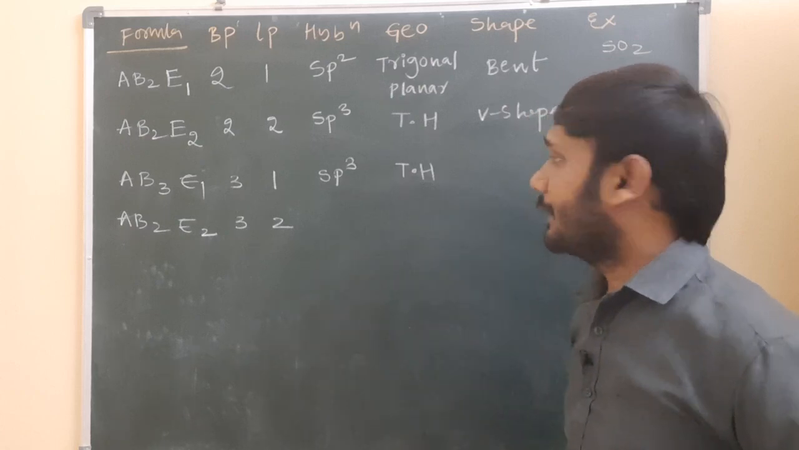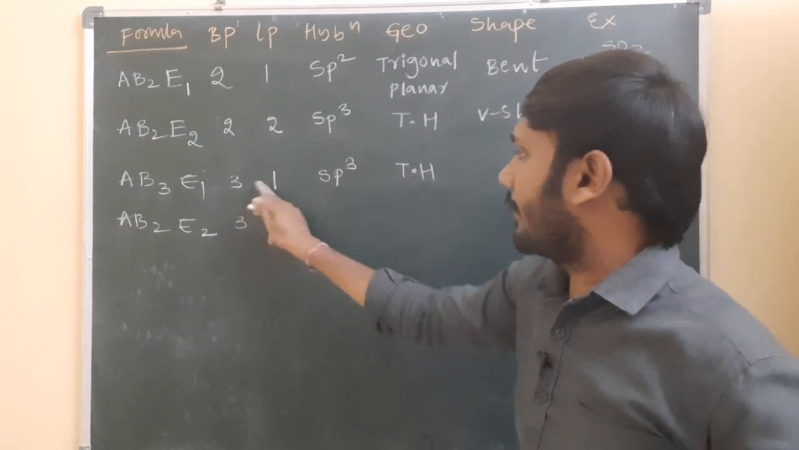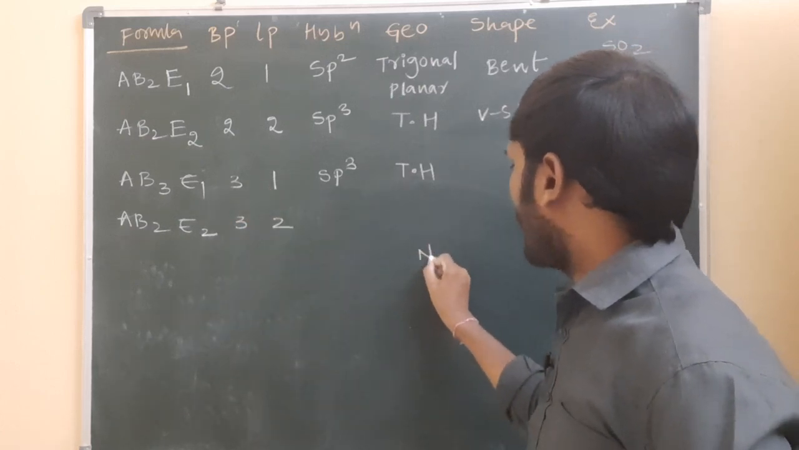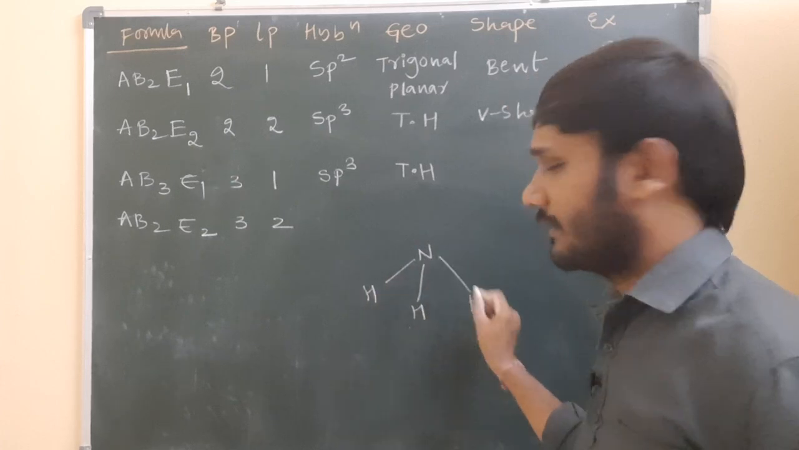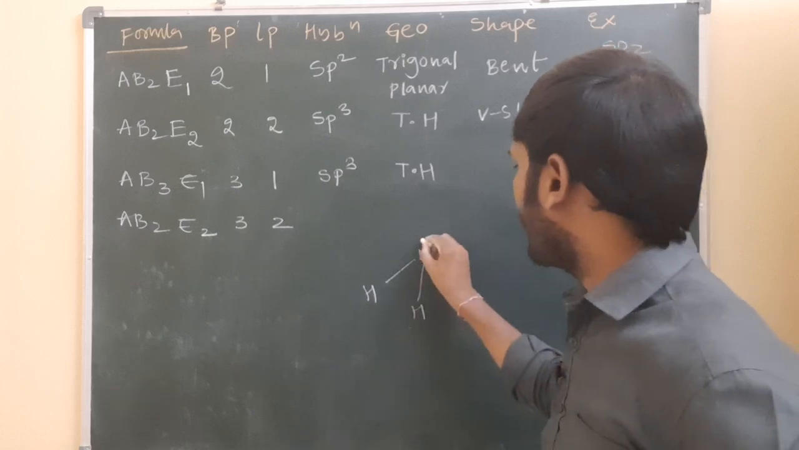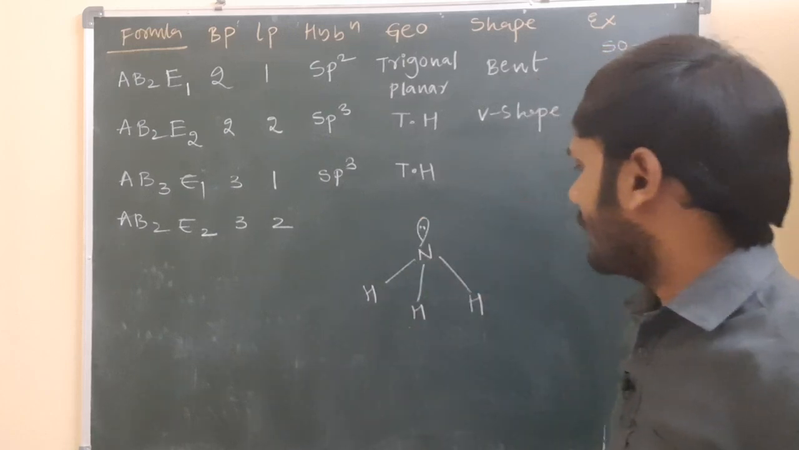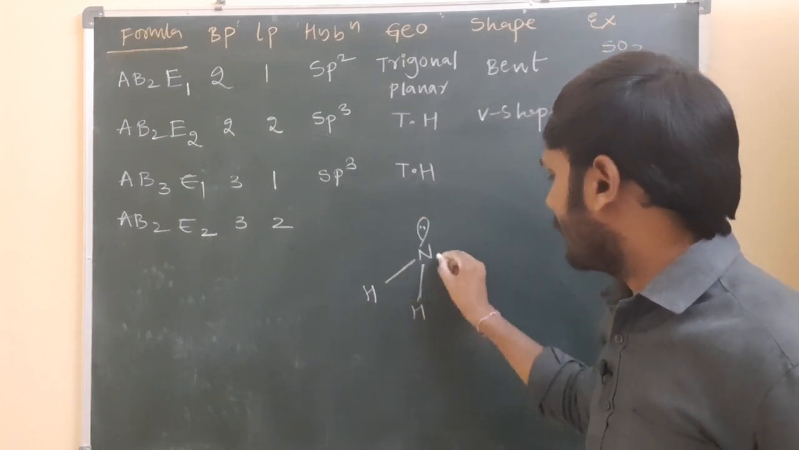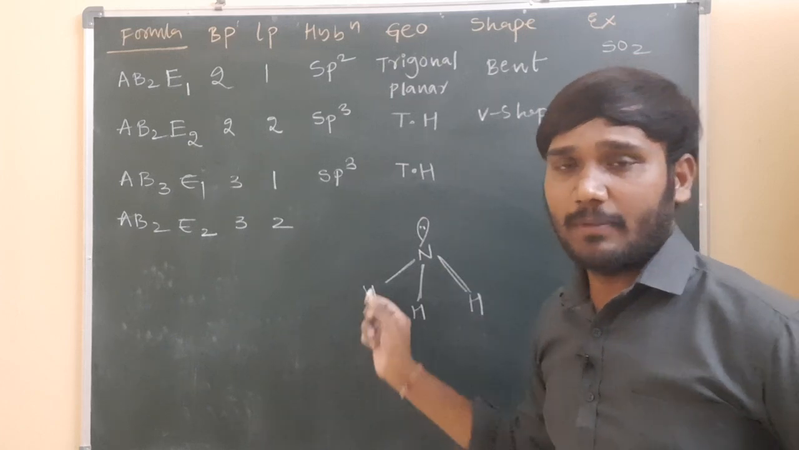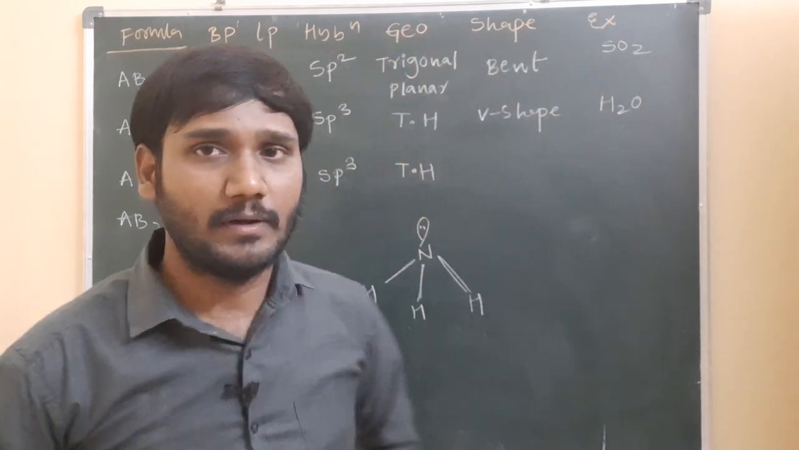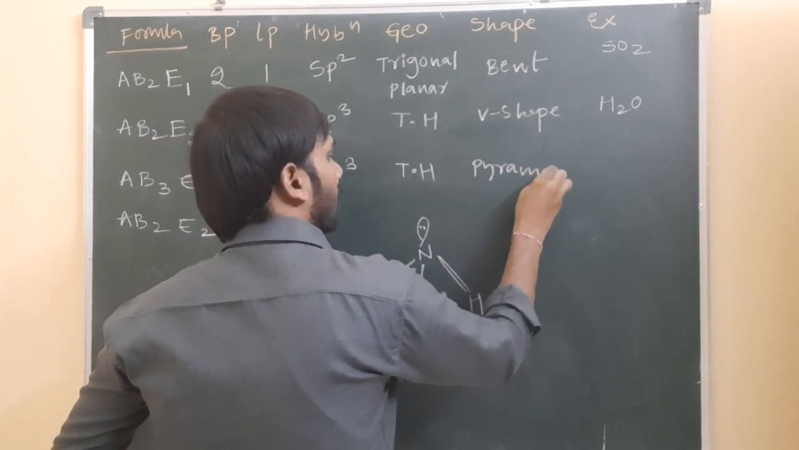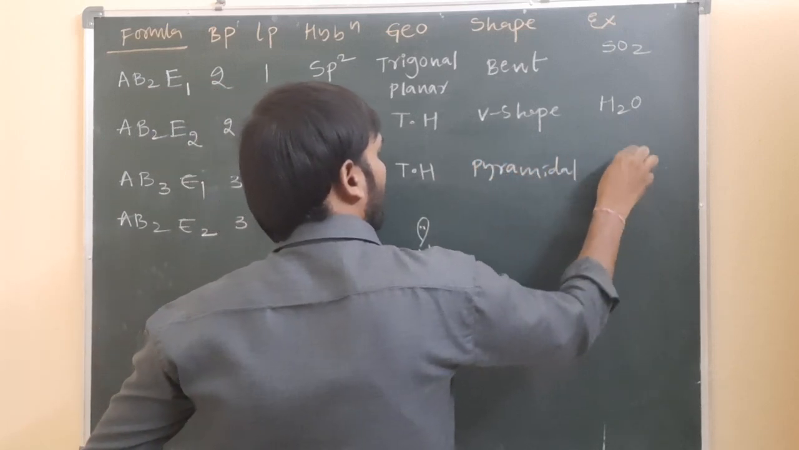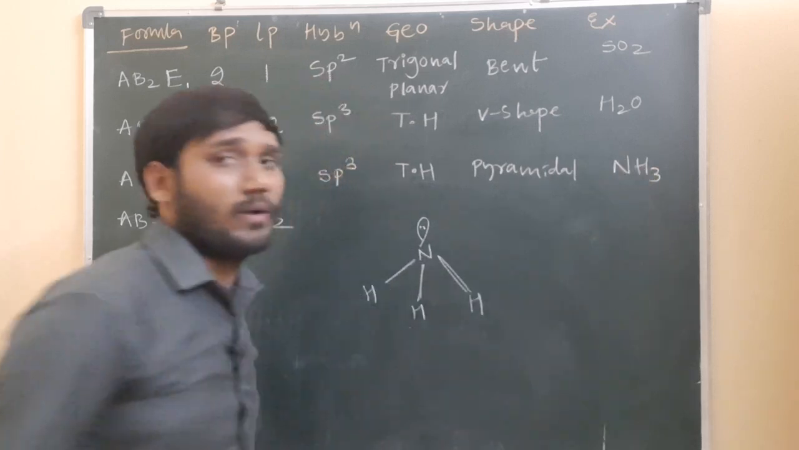Next, the shape of the molecule. Let us see how many bond pairs, 3 bond pairs. How many lone pairs, 1 lone pair. Example is NH3. How many bond pairs, 3 bond pairs. Clear? Lone pairs, how many, 1. Now what is the shape of the molecule? The shape of the molecule depends on the bond pairs. With 3 bond pairs, it is a pyramidal shape. So the shape of the molecule is pyramidal, and one example we can give is NH3.